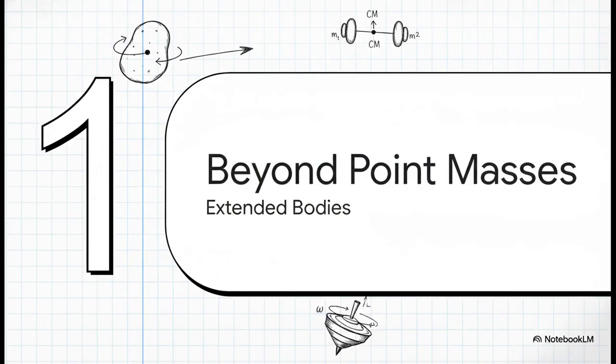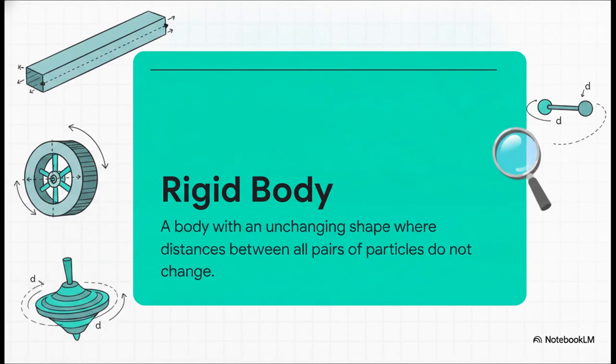Part 1. Beyond point masses. Let's start out with the foundational rules for analyzing extended bodies in motion. To simplify a really complex reality, we use a neat concept called the rigid body. Now sure, no real physical object is truly 100% rigid because they all warp, bend, or vibrate just a tiny bit when forces are applied. But for things like solid wheels, spinning tops, or heavy steel beams, we can safely ignore that microscopic warping.